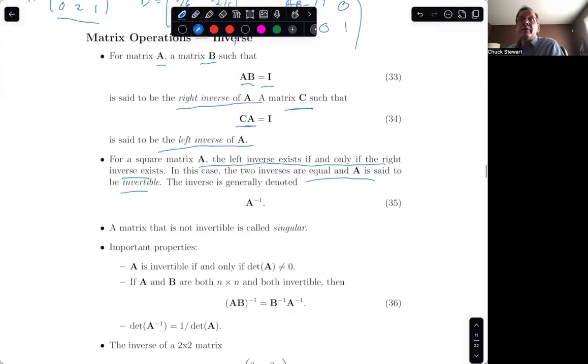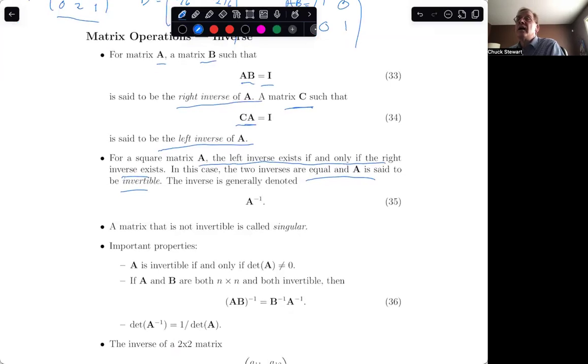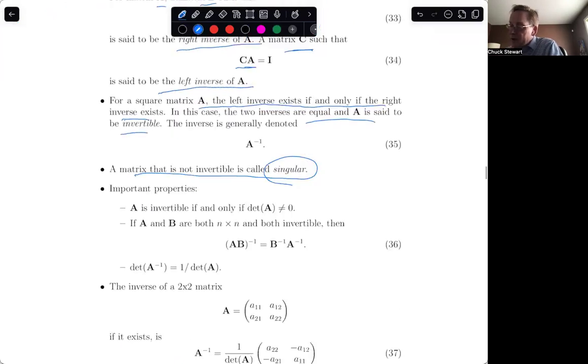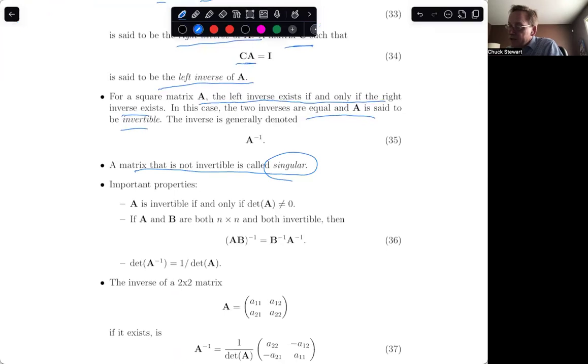So back to our square matrix, friends. A square matrix that is not invertible is called singular. And so here are very important properties. A matrix is invertible if and only if the determinant of the matrix is non-zero.